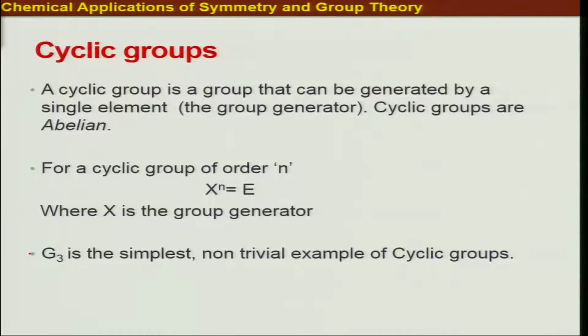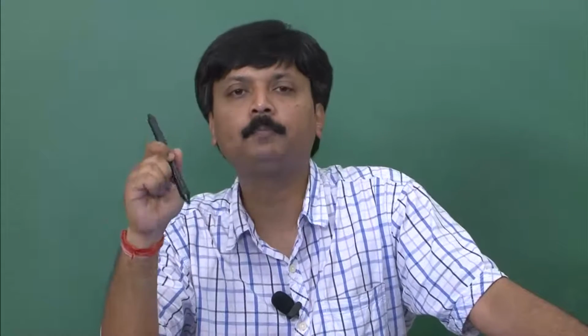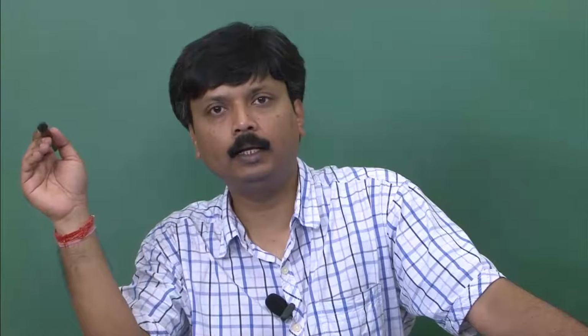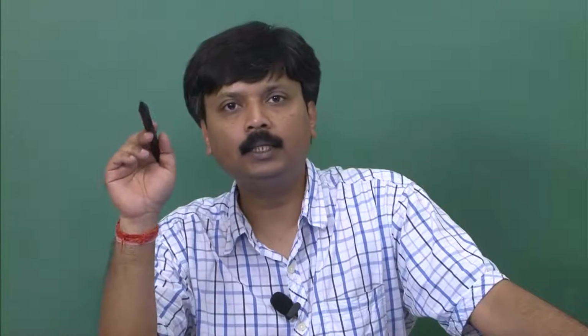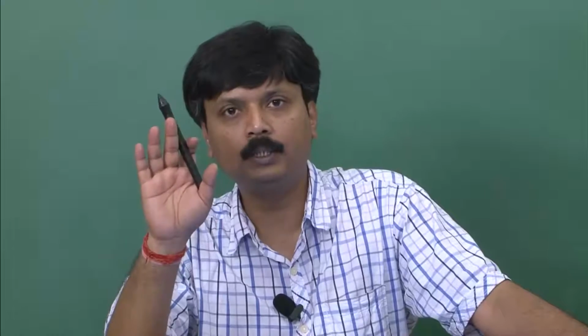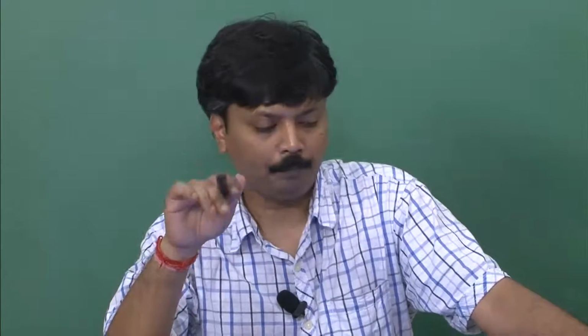This type of group which can be generated by one single element, which is known as the group generator, is known as a cyclic group, because you can easily figure this out: you have A, then A square, and then A cube. In this particular case of G3, A cube means E. So A⁴ means again A, then A square, again A cube. So it's going around in a cycle, right? So it's only A, A square, and identity. These are the three elements, but this is a group itself, and this is specially called a cyclic group.